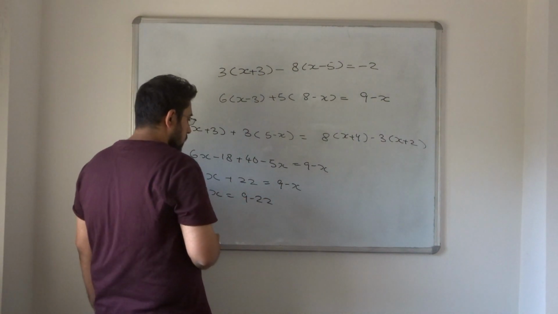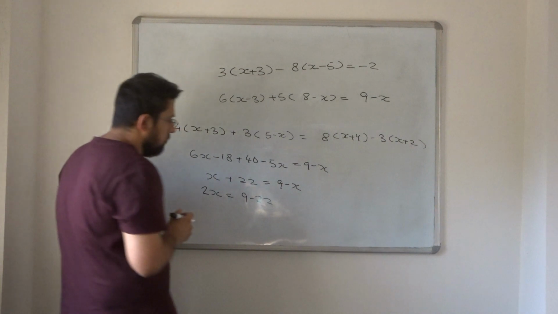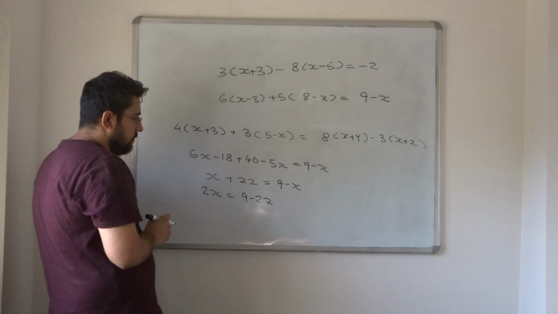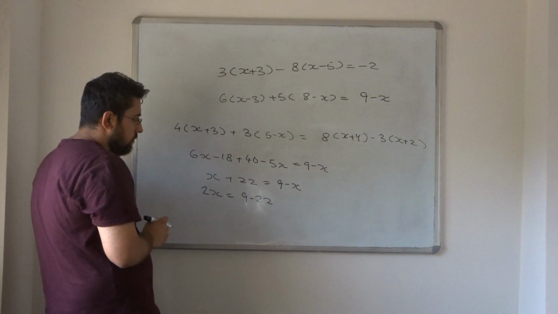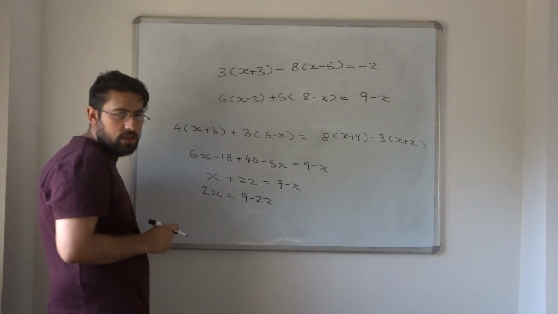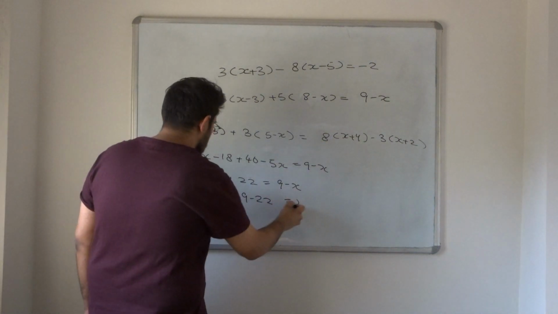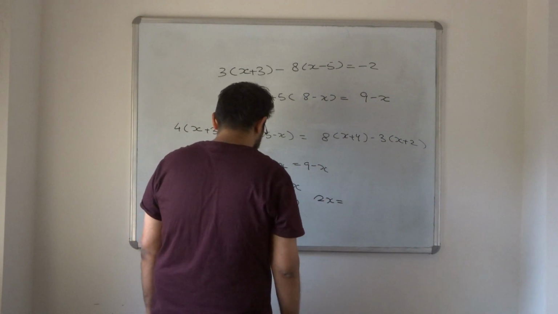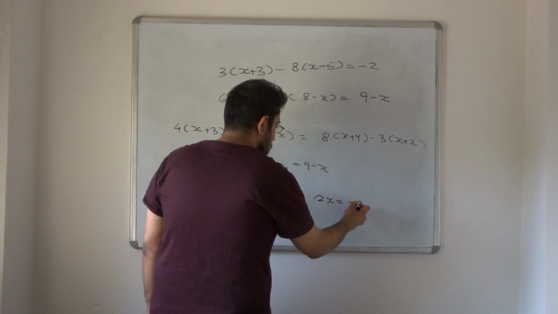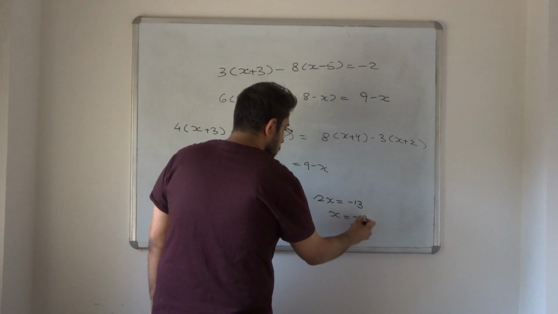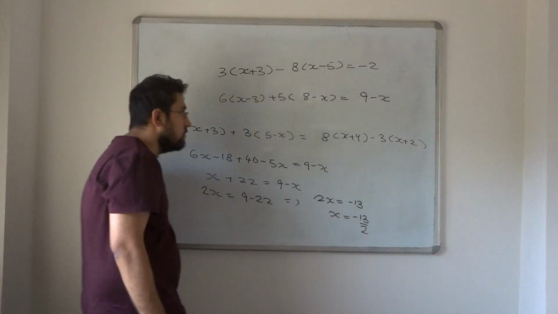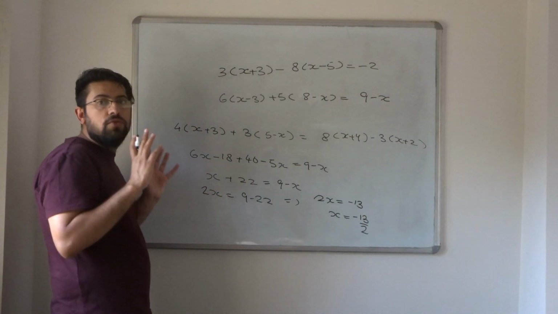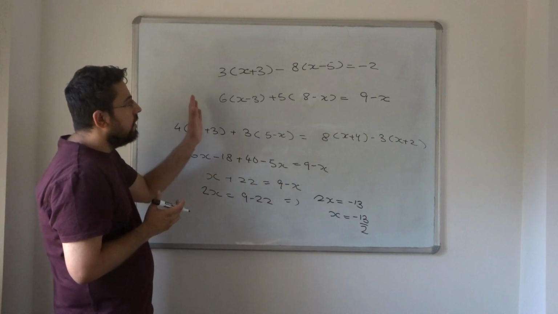So I'm sure you know why. 9 minus 22 is how much, guys? So basically you get 2x equals negative 13. Then you divide both sides by 2, you get negative 13 upon 2. So this is your answer. You can verify this as well. It's just common sense. You need to know integers and fractions, and you can verify this.